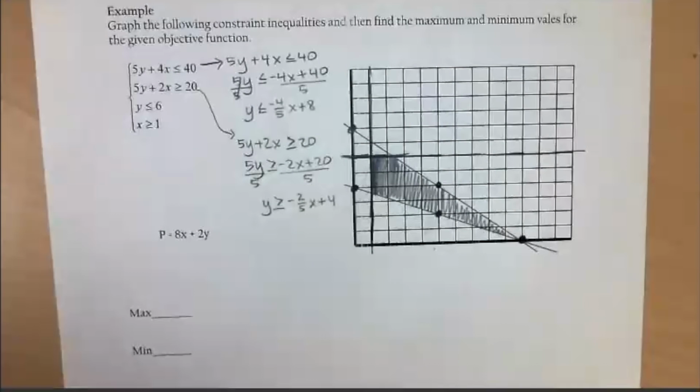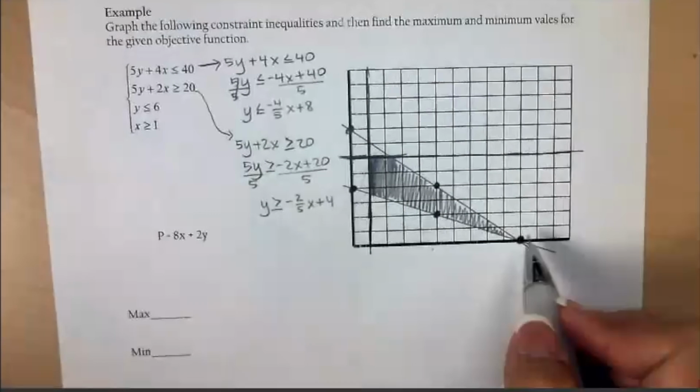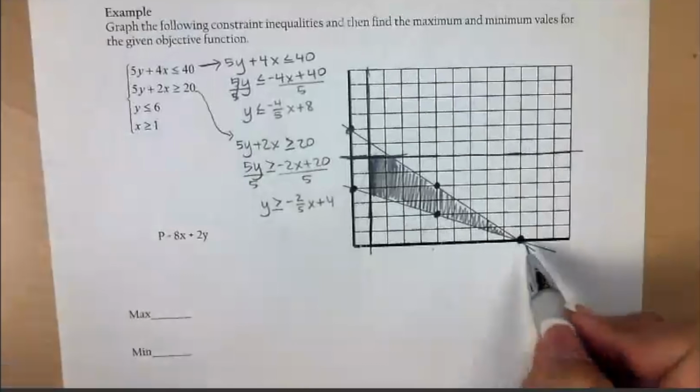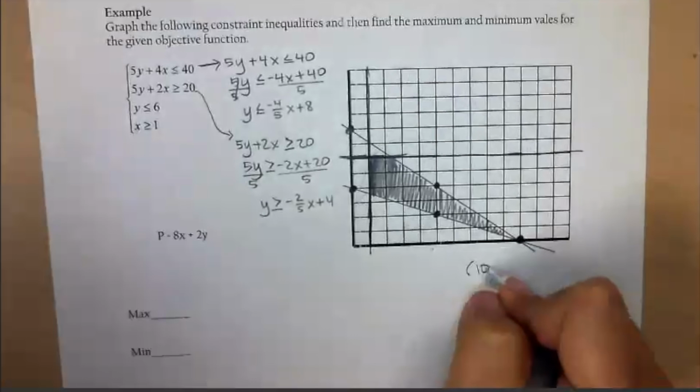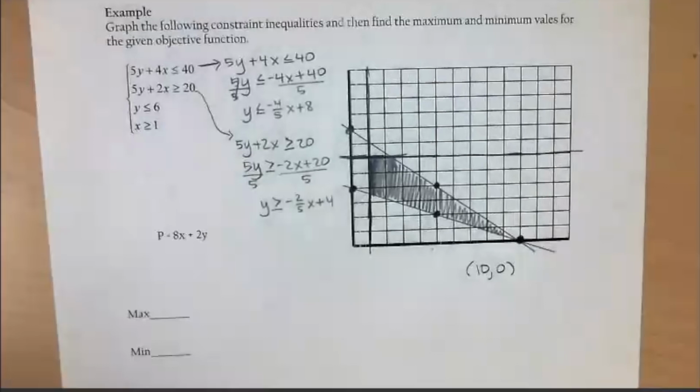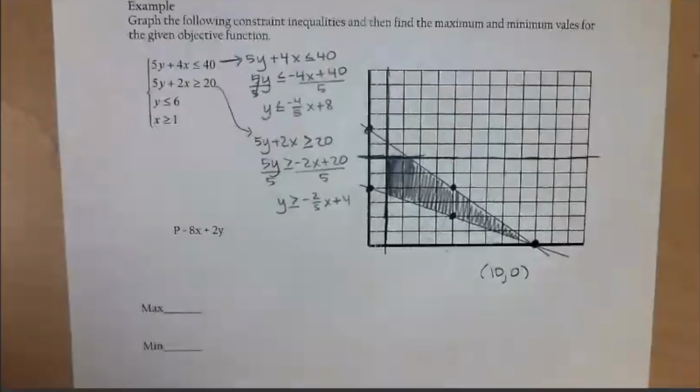For example, that one right there should be really easy. We found that was the x-intercept at 10, 0. So we've got one vertex so far. Now we need to find the other ones.